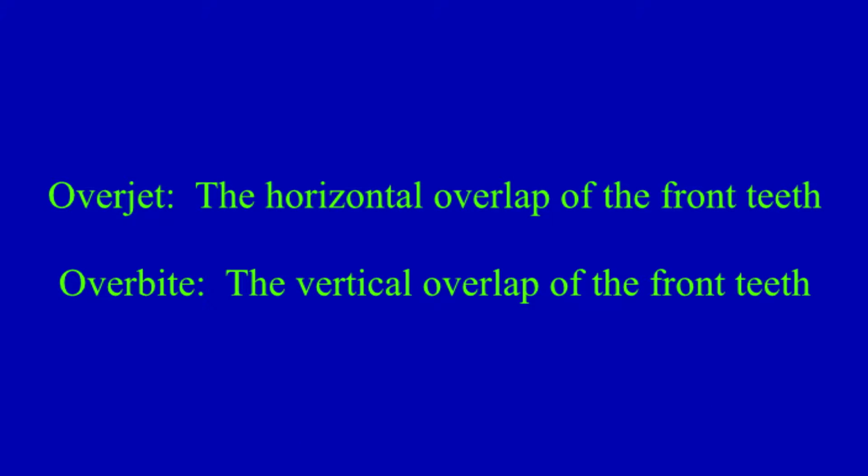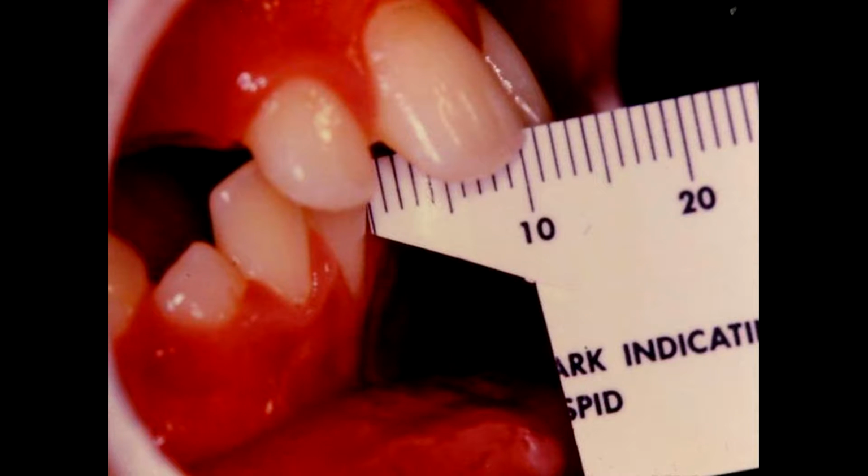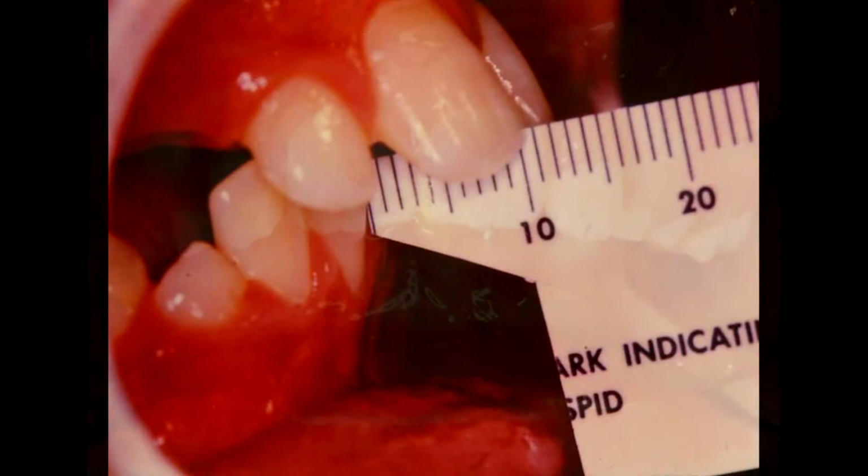In addition to crowding, another common problem that people notice about front teeth is the overlap of the front teeth. And there are two terms that are used to describe the overlap of the front teeth. The first term is overjet. And this is the horizontal overlap of the front teeth. A frequent mistake is to refer to too much overjet as having an overbite or buck teeth.